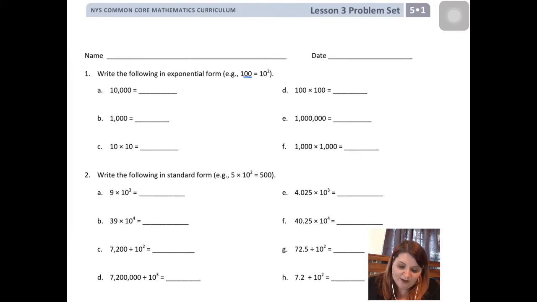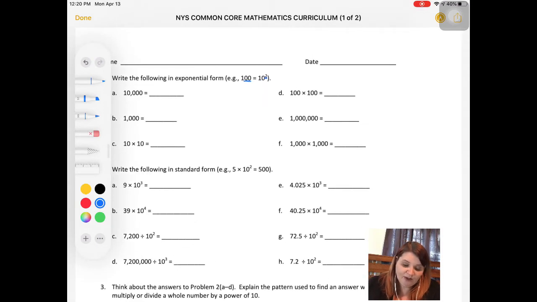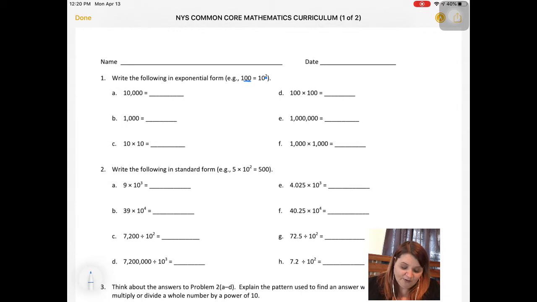For this one right here, we have the number 100, and there are 2 zeros, so that's going to mean it's at the power of 2. Over here, in 10,000, there is 1, 2, 3, 4 zeros. So you're going to write 10 to the power of 4. And what we're saying here is that we're multiplying 10 4 times. So that would be 10 times 10 times 10 times 10 if we wrote that out in expanded form.